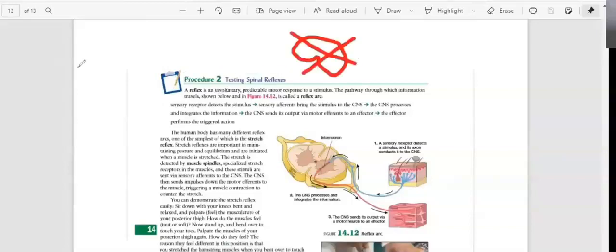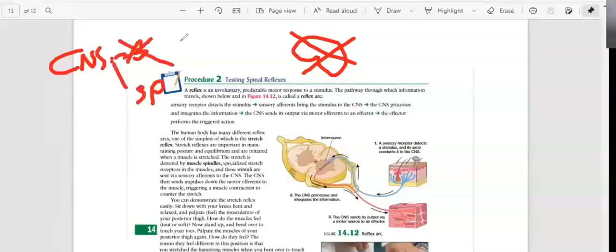So remember, we said the central nervous system is going to be the brain and the spinal cord. Brain and spinal cord, but this is a reflex. In a reflex, we don't use the brain because we don't think. So therefore, the only area from our central nervous system that is going to work with reflexes, as you can see right here, is the spinal cord.